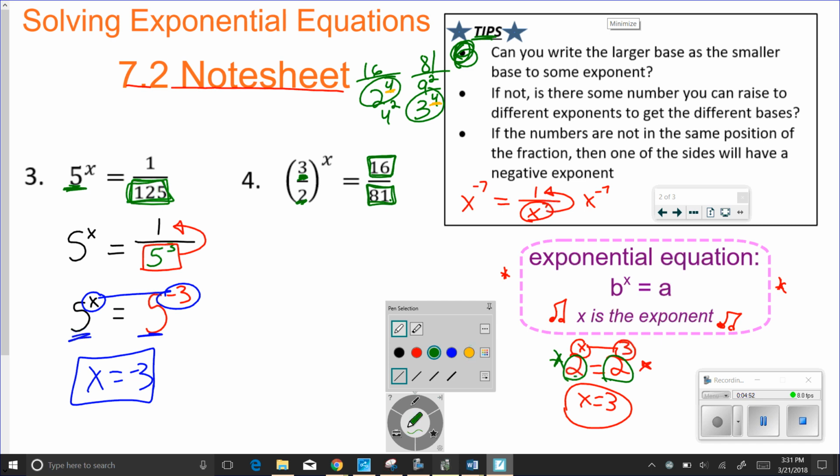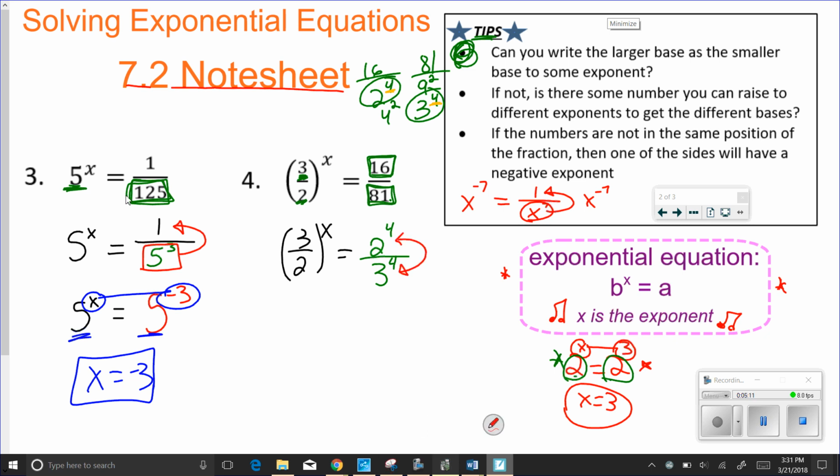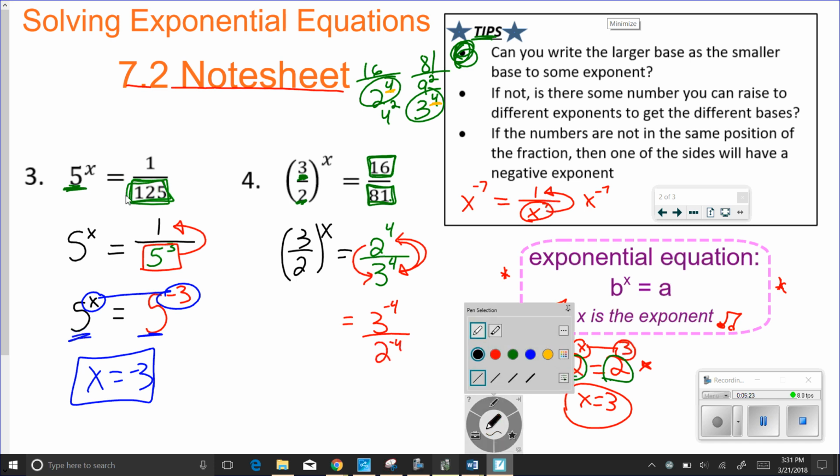So the right side, I'm going to take 16 and rewrite that as 2 to the power of 4, and 81 rewrite that as 3 to the power of 4, and this equals 3 over 2 to the power of x. Looking at these, I have the same numbers, 2 and 3, but the issue is they're in different spots. So I'm going to move both spots on the right side. I'm going to move 3 to the top, which changes it to a negative 4. I'm going to move 2 to the bottom, which changes that to a negative 4. And that still equals 3 over 2 to the power of x.